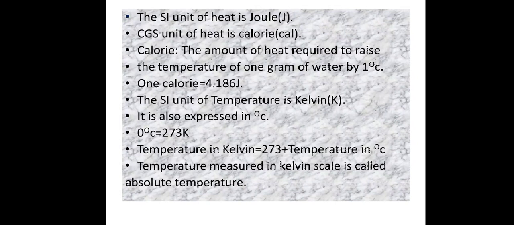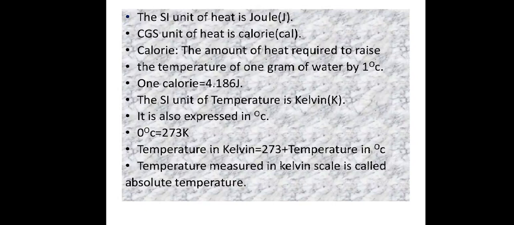SI unit of temperature is Kelvin. It is represented by K. It is also expressed in degrees Celsius. We have to know that 0 degrees Celsius is equal to 273 Kelvin. If you want to convert degrees Celsius to Kelvin, you have to add 273 to the temperature in degrees Celsius. So temperature in Kelvin is equal to 273 plus temperature in Celsius scale.